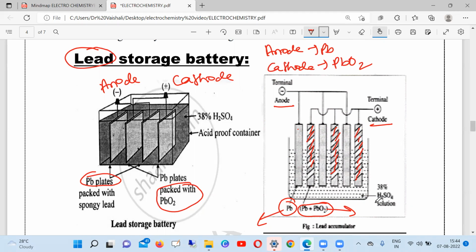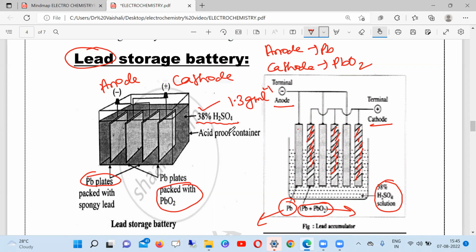Electrolyte. What electrolyte is used over here? Sulfuric acid. And what is the percentage of sulfuric acid? 38% H2SO4 by mass. Means its specific gravity is 1.3 grams per milliliter. Okay. So the sulfuric acid which you use, that is 38%. And hence again it is an acid electrolyte.